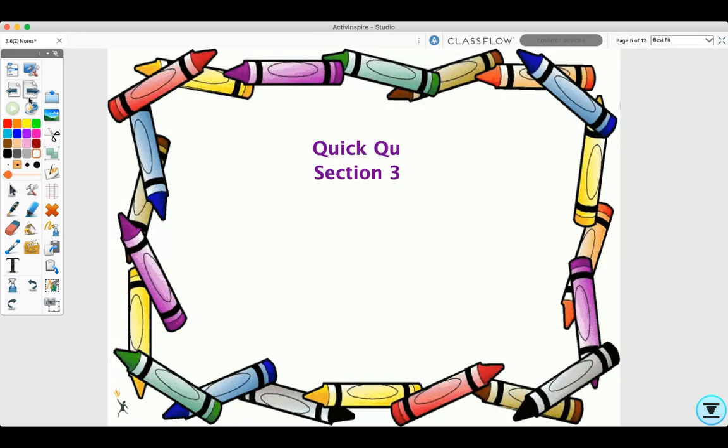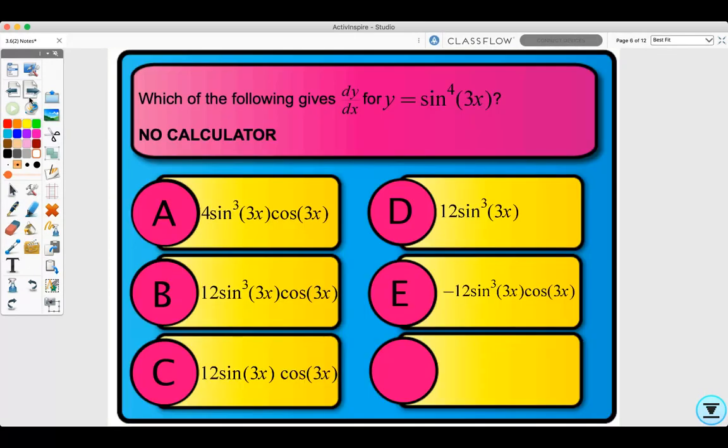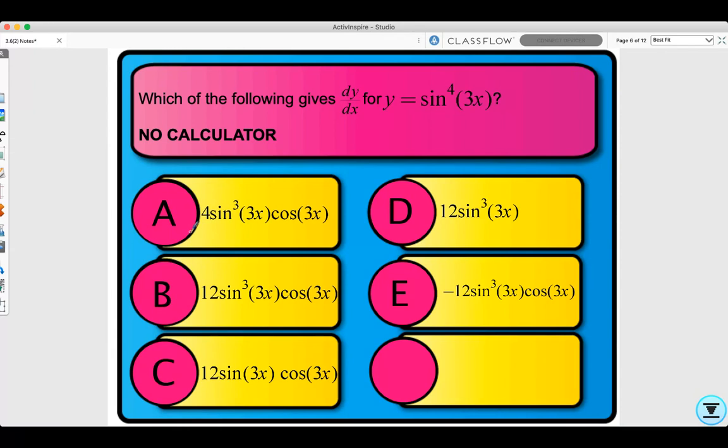So I want you to look at this quick quiz. Which of the following gives the derivative of y with respect to x for y equals sine to the 4th of 3x? And we do not want you to use a calculator. So go ahead, take a moment, and try to determine which one of these is the best answer.